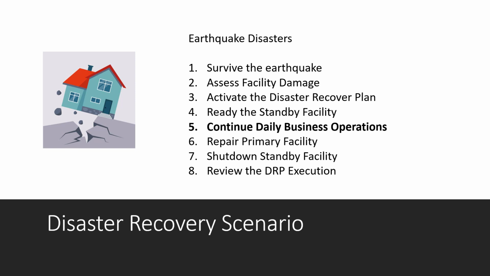While operations are being held at the standby facility, the management team and facilities team will conduct repairs on the primary facility. Once the primary facility is ready to begin and continue business operations, then the facilities team, IT team, and communications team will shut down the standby facility. Following the successful return to business operations and returning all equipment from the standby facility, then the DRP teams will review the DRP execution.